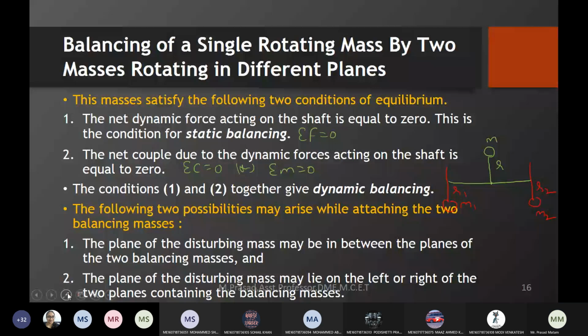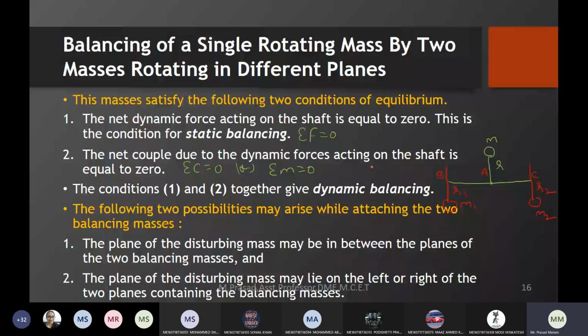I can say this disturbing mass is at plane A, the first balancing mass at plane B, and the second balancing mass at plane C. I have one disturbing mass, and this one disturbing mass is being balanced with two different masses. That is case one.